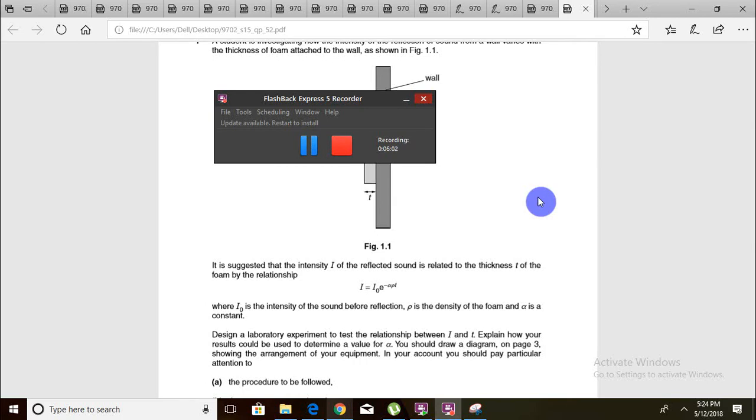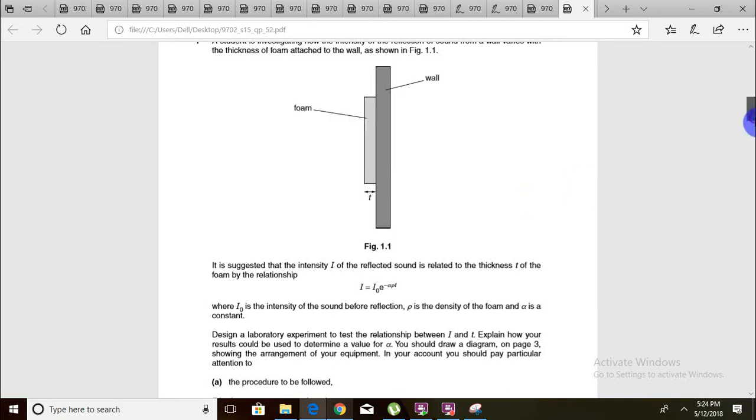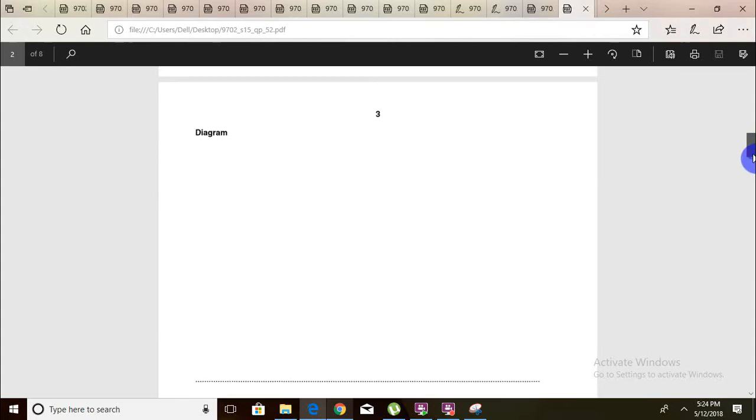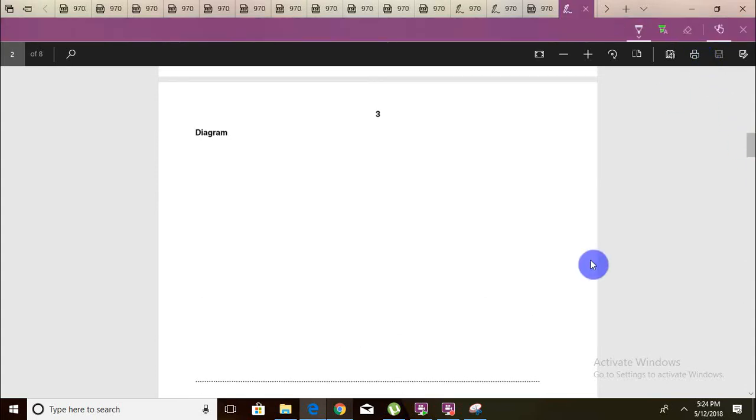Next thing you really need to be careful about is the drawings. They need to be realistic. Everything needs to be labeled. So yeah, let's assume that this is straight. It doesn't look weird.